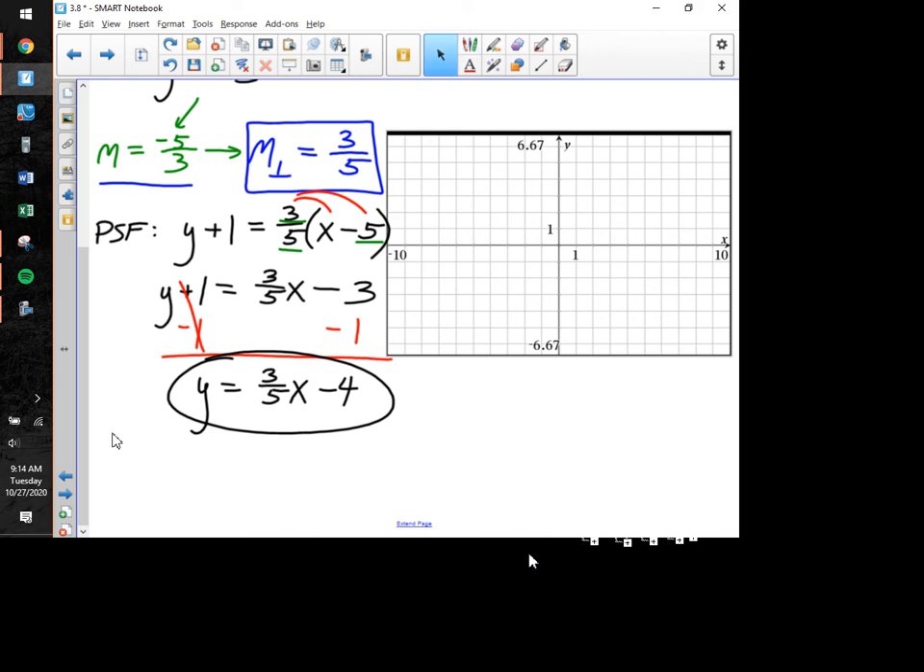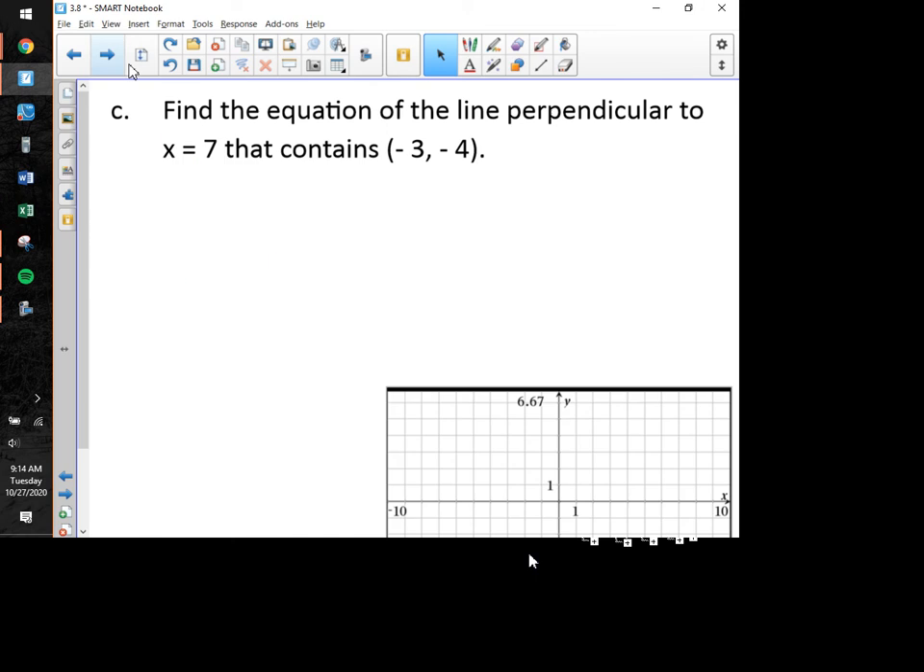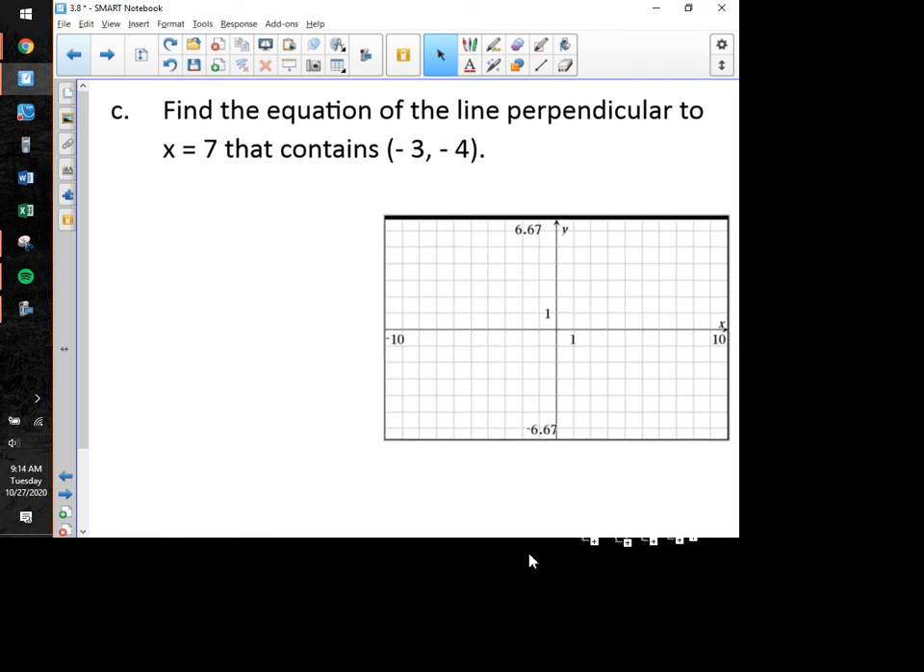I'm not going to bother graphing this one, guys, because I'm almost out of time, and I've got one more problem to do with you before we're done. All right, so let's move on to C here. Find the equation of the line perpendicular now to x equals 7 that contains the point -3, -4.